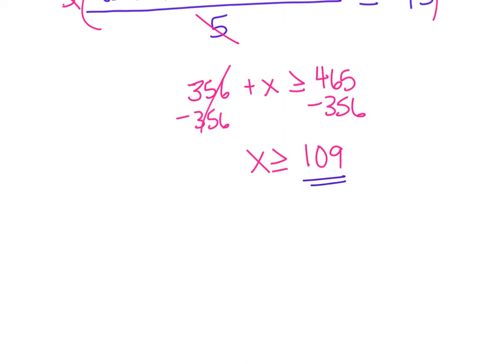Alright, so poor Paige, this is a percent, 109%. Is it possible for her to get 109%? Because that's the score she would need. She would need 109% or above. x has to be greater than or equal to 109 to get that average that she's looking for.